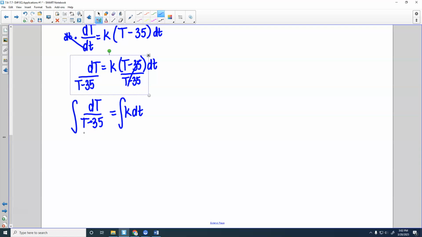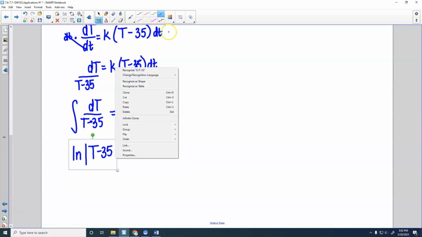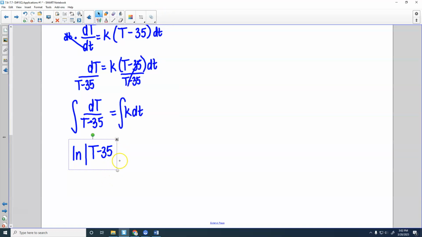You're already going ahead and integrating. The derivative of t minus 35 is just dt, right? So although there is technically a u du substitution, you don't have to multiply by 2 or 1/2 or anything here. I would just go straight to the natural log of the absolute value of t minus 35, which is what Joshua said.